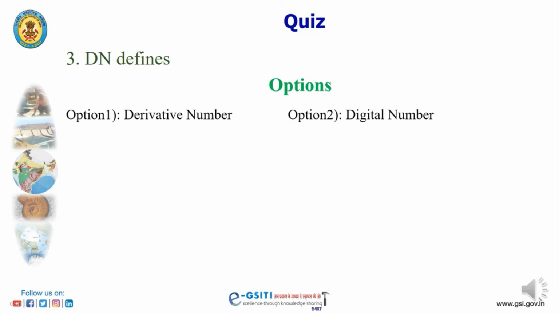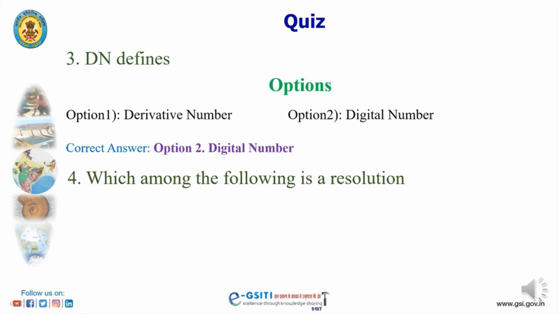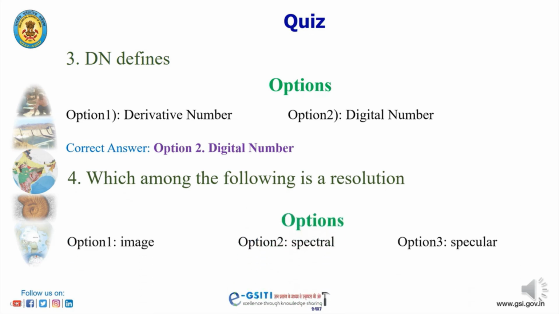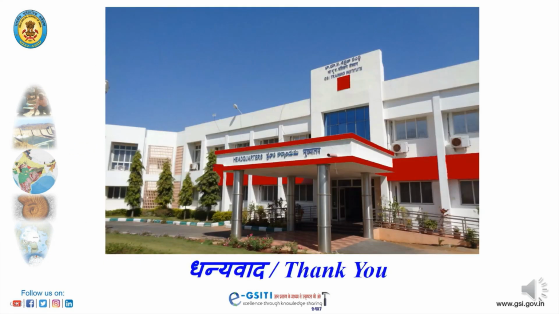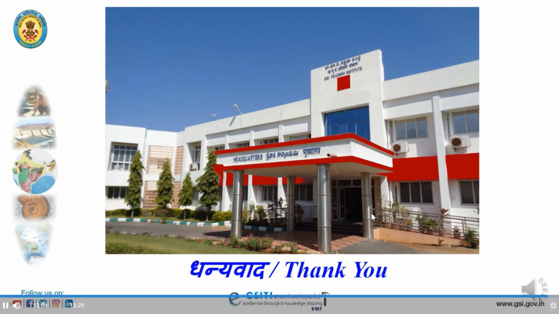Another quiz. DN defines option 1, derivative number, option 2, digital number, and the correct answer is option 2, digital number. There is another quiz. Which among the following is a resolution? Option 1, image, option 2, spectral, option 3, specular. And the right answer is option 2, spectral.